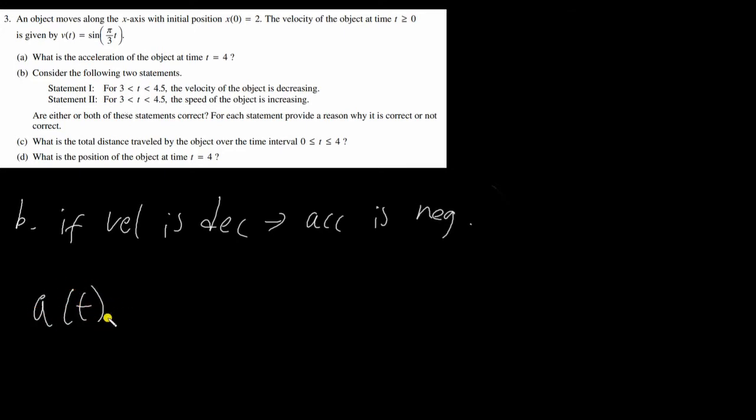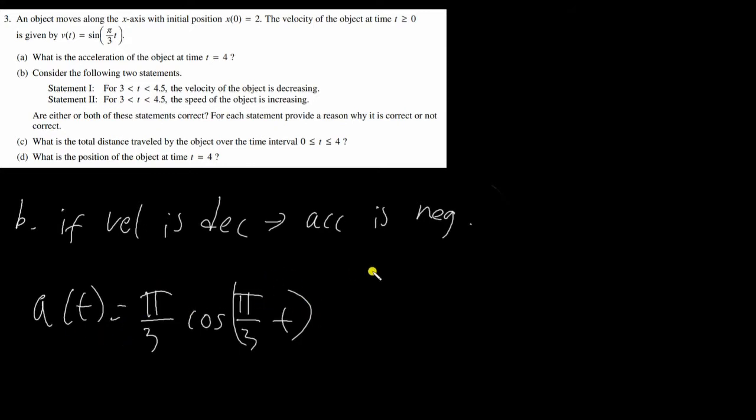So when is the velocity decreasing? If the velocity is decreasing, then the acceleration is negative, right? So we want to find out, is the acceleration negative when t is between 3 and 4.5? Well, let me write down the acceleration function real quick that we derived in part A. It is equal to pi over 3 cosine of pi over 3t, like that. And then I want to say, okay, is this negative when t is between 3 and 4.5?